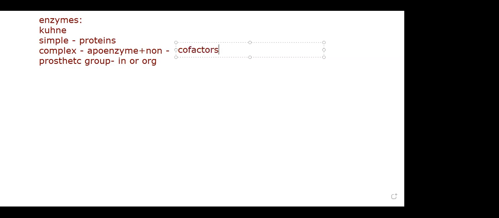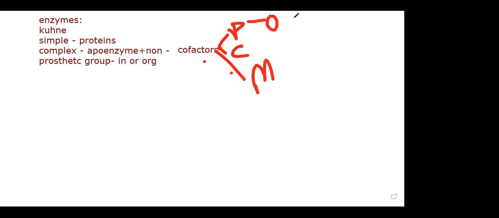Cofactors are of three types. These three cofactors are first prosthetic group, second coenzyme, third metal ion. Prosthetic group is completely made up of organic compounds, okay, which are bound tightly to the protein part.